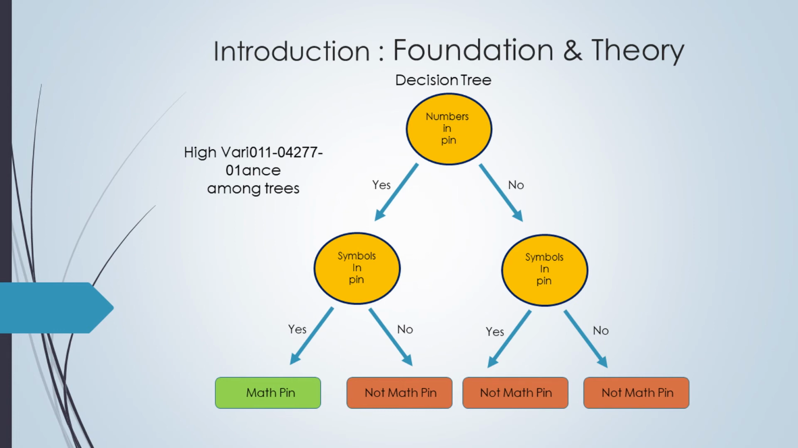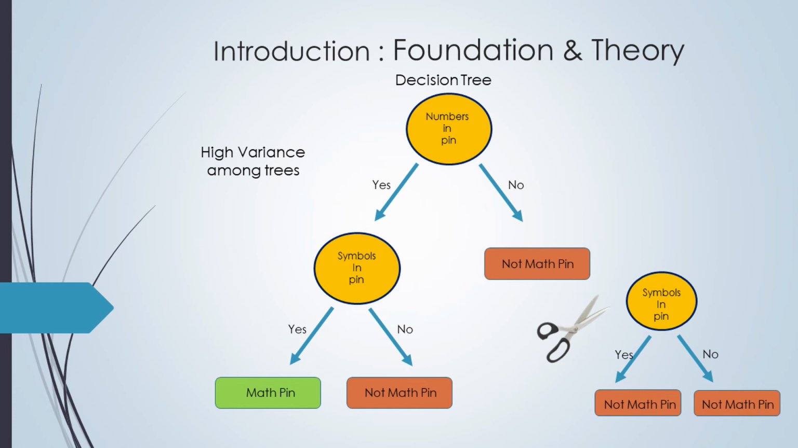To combat this, you can eliminate branches of the tree that do not capture many data points, like pins. Let's say that there weren't very many pins that didn't have numbers, but had some symbols. To limit the number of possible trees, it may be useful to replace the right side with just non-math pins. This process is literally called pruning your decision tree.